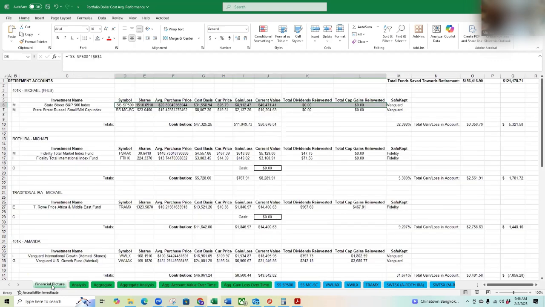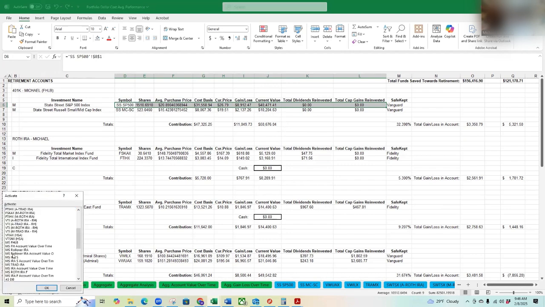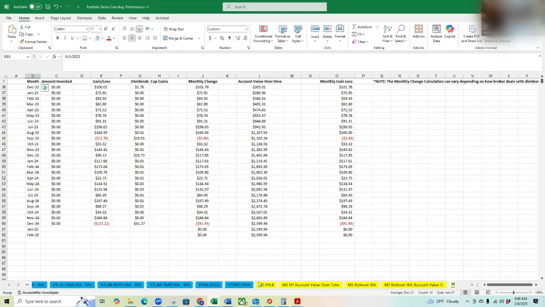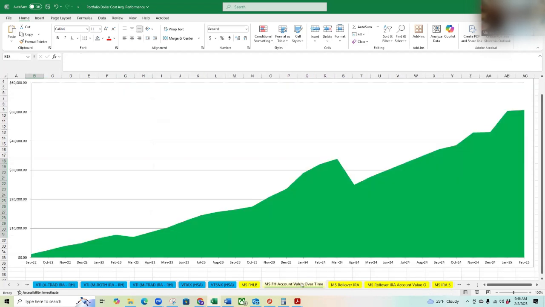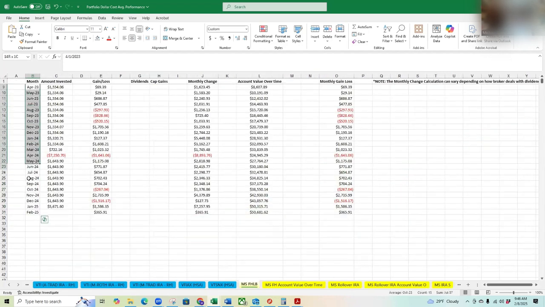So that's what the green tabs are. The green tabs are the main analysis that I'm looking at. The yellow tabs, which I showed you there at the end, are the account level tabs. Again, every month I'm manually inputting the first few columns, and then the monthly change, account value and gain/loss are calculated.